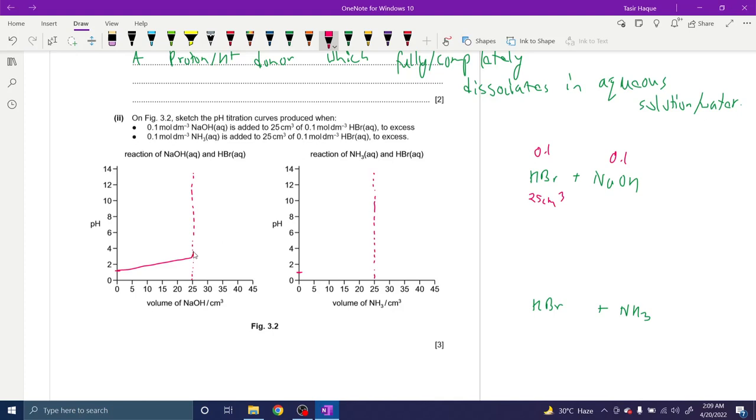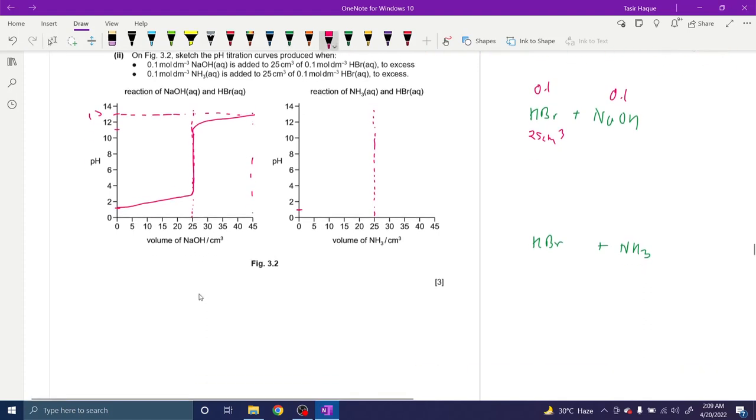Then we get the vertical section. Since NaOH is a strong base, it's going to end at around 13. When all of it has been added, it's going to end at 13. So 7 minus 3, 4. We're going to add 4, so add 11. The graph is going to be like this. This is typical for a strong acid and a strong base.